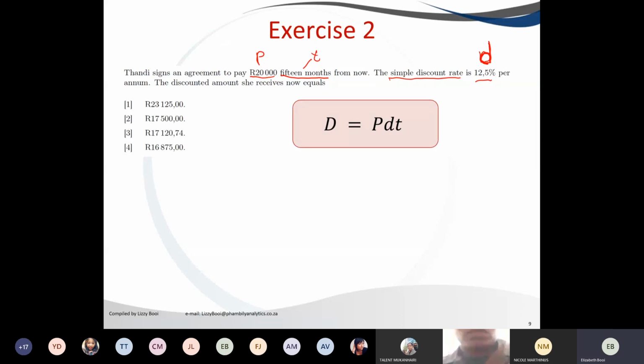And you're going to calculate the discount amount, but the question is asking you what is the discounted amount, not the discount. The discounted amount will mean you're going to take your present value and subtract your discount amount in order for you to be able to get your final discounted amount that you will receive. And that's your exercise.